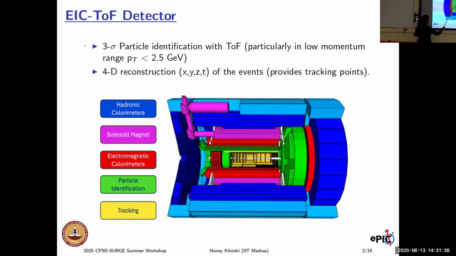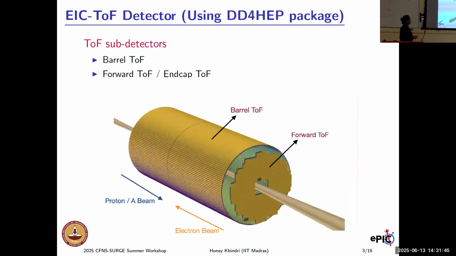This part is for the Cherenkov detector, and this particular green region is where the time of flight detector will be located. This is the geometry that is being made using the DD4hep package. Everybody, I think, is familiar with DD4hep since Saqib has given a glimpse of how it works. The time of flight detector has two parts. One is the cylindrical, called the barrel, and one is the end cap, that is forward or end cap, whatever you may use. This is the beam, and these are the directions of the electron and proton beams.